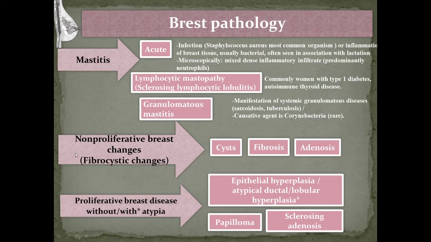Next one, non-proliferative breast changes or fibrocytic changes. So in your MCQ test, you could find these fibrocytic changes, but the modern name is non-proliferative breast changes. They are cyst formation, fibrosis, and adenosis. If we have non-proliferative, it is obvious that we should have proliferative, and here we could have it with atypia or without it. Moreover, look here, papilloma.